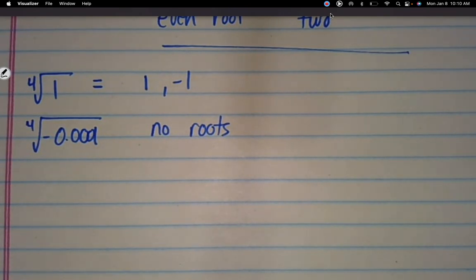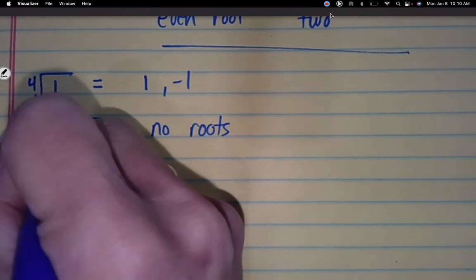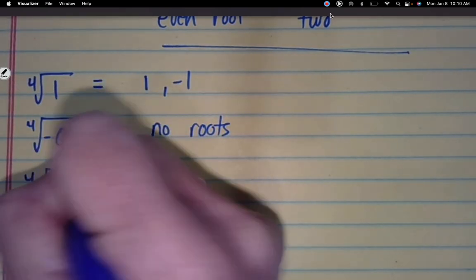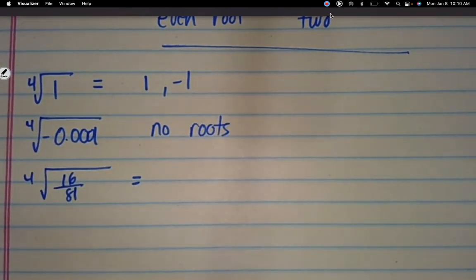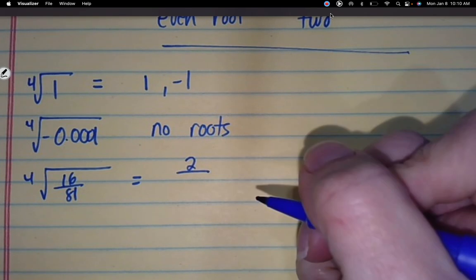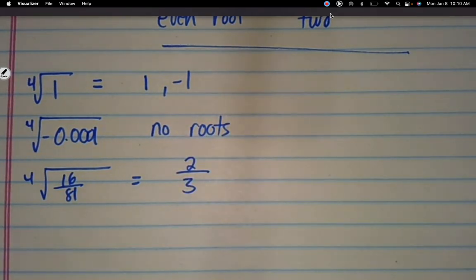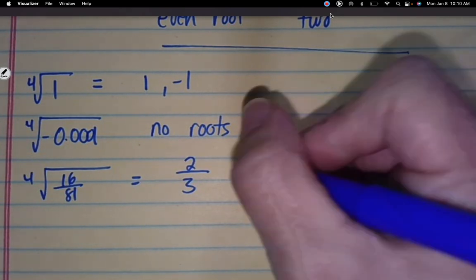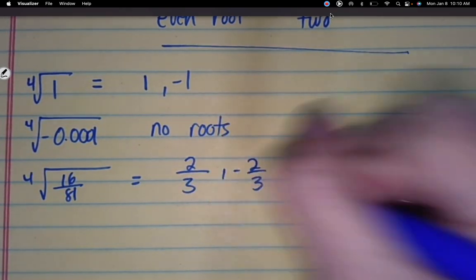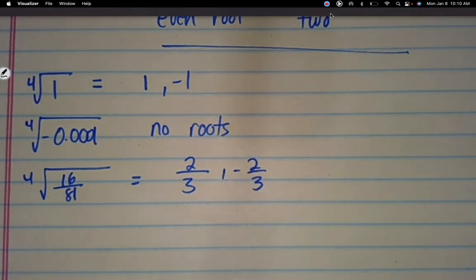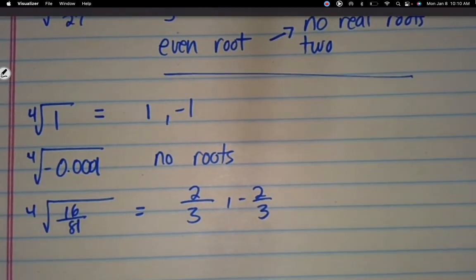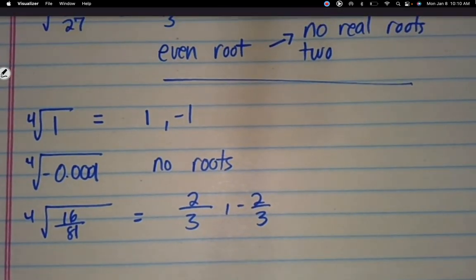Let's try 16 over 81. Look, I'm not going to use my calculator. I'm going to go by my board up there. What's the fourth root of 16? Look over there on the board. 2. And what's the fourth root of 81? 3. And if that's one of my answers, what's my other answer? Negative 2/3. Okay? Does this make sense? Yes. We can completely take. Y'all want me to put everything back up or just this little part? Just okay.